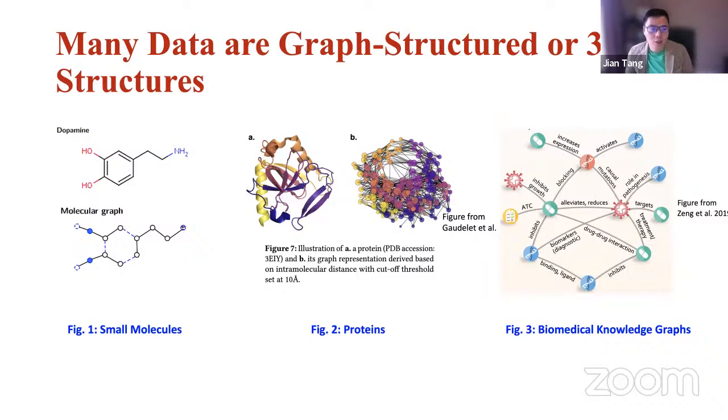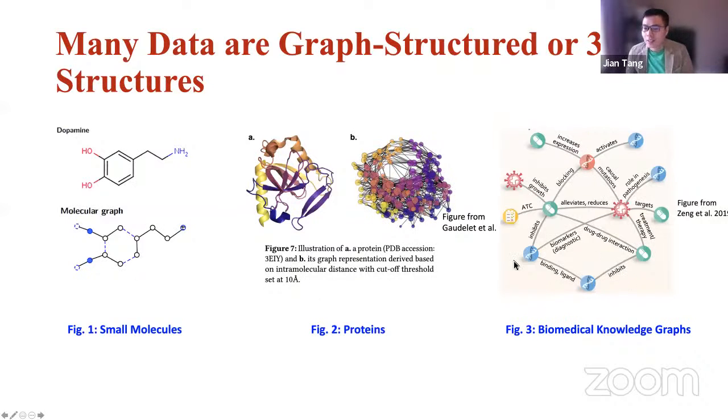Of course, for both small molecules and proteins, instead of representing them as graphs, a more natural representation would be their 3D structures. Basically, we represent all the atoms as their 3-dimensional coordinates. That means we can represent both small molecules and proteins as 3D structures. And this is one type of data, small molecules and proteins. We can represent them either as graphs or 3D structures.